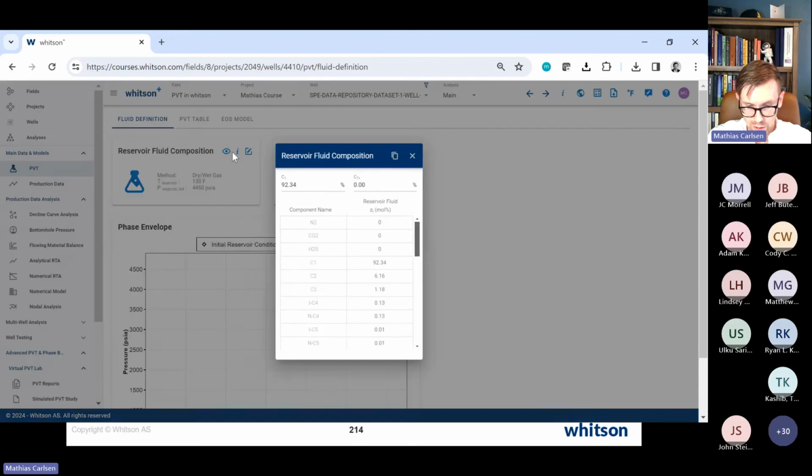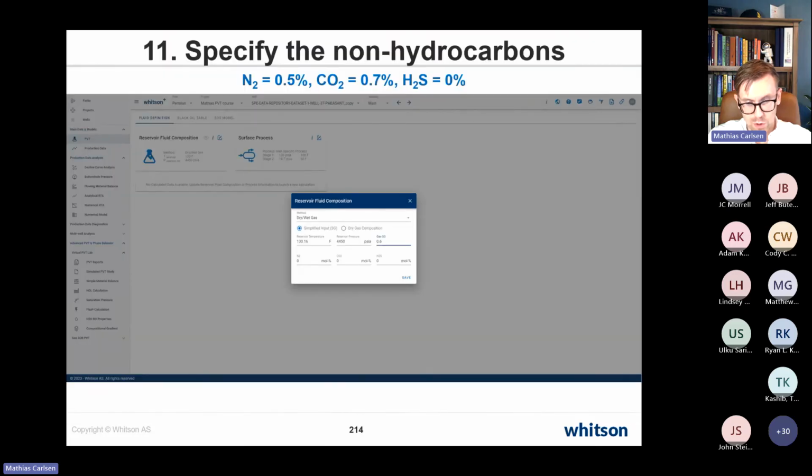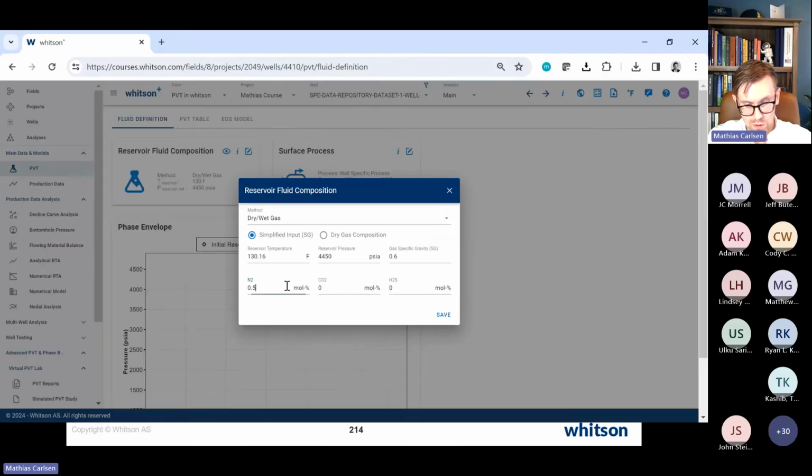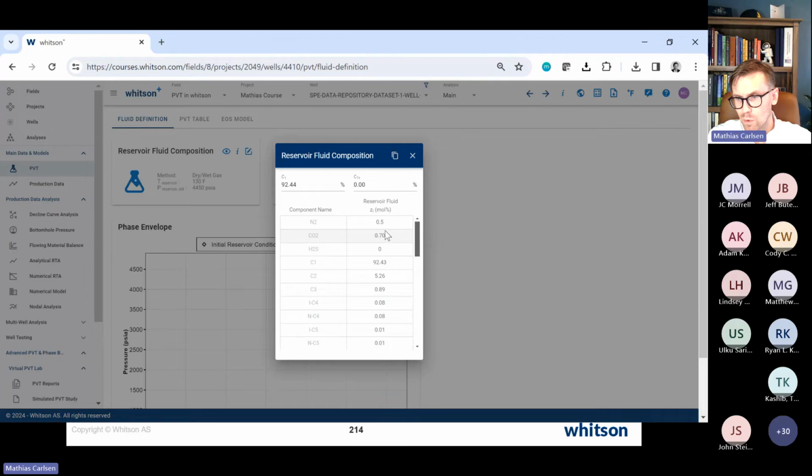So again here, when you look at your composition, no hydrocarbons there or non-hydrocarbons, and you can input a nitrogen of 0.5, a CO2 of 0.7, and then we leave the H2S as this. Nobody likes that anyways, or not that I've heard of. And that's the way you get this number right here.